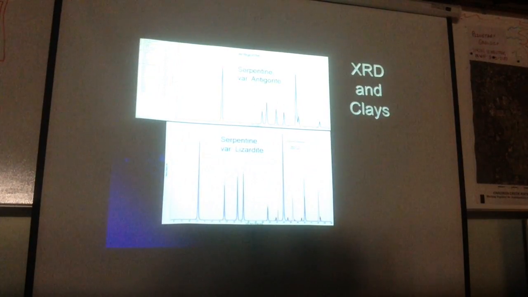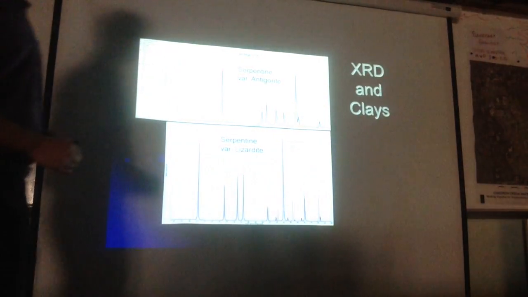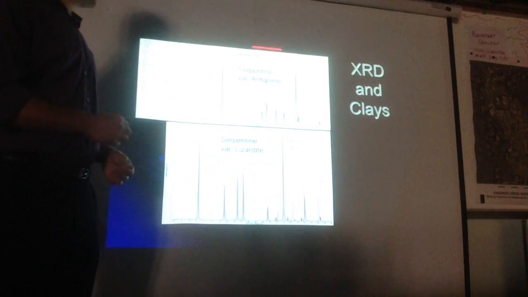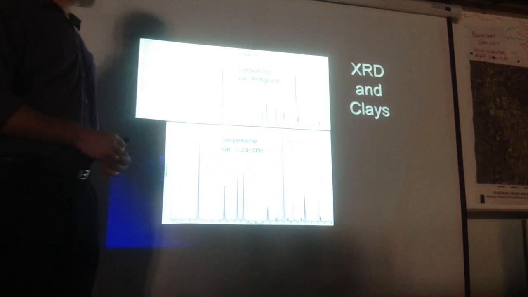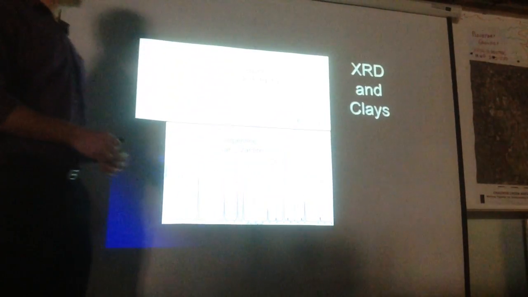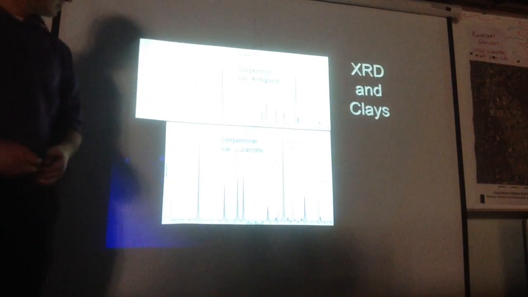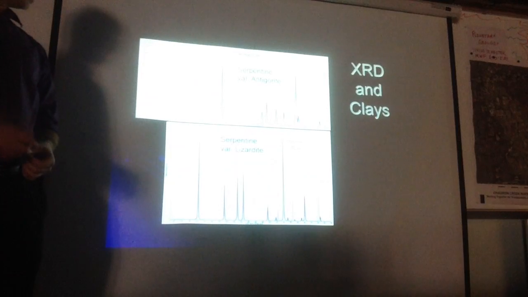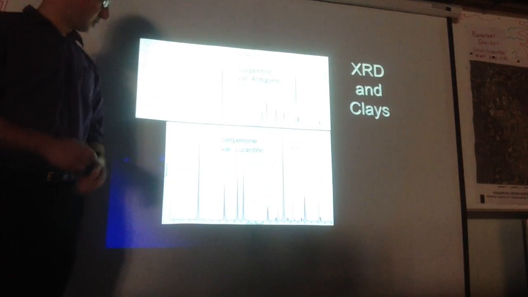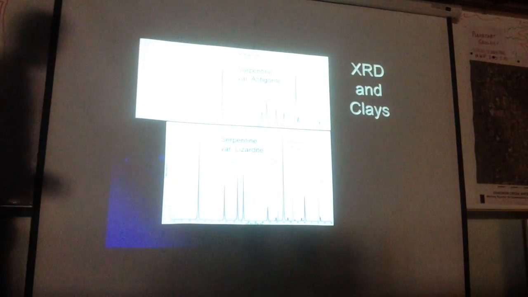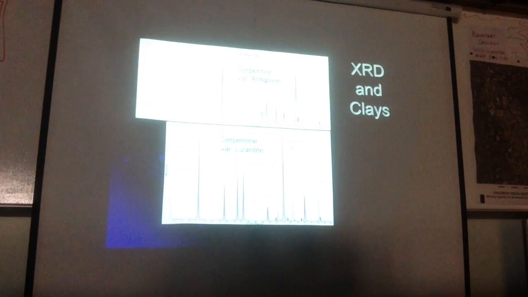So, here we have another X-ray: antigorite, which is a variation of serpentine. And lizardite, another example of serpentine.